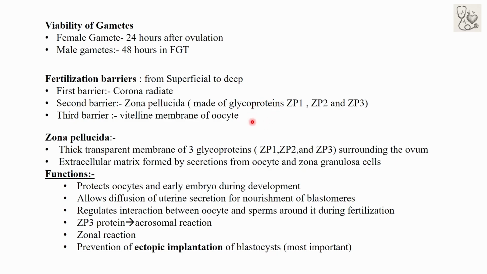If the zona pellucida is not present, then the trophoblast will have a highly sticky nature. It may get implanted into the fallopian tube. So the zona pellucida protects against ectopic implantation, that is, it prevents the implantation of the blastocyst at a site other than the normal site.